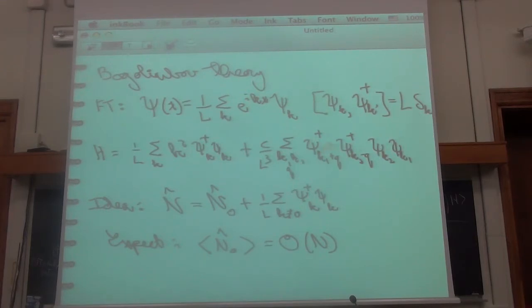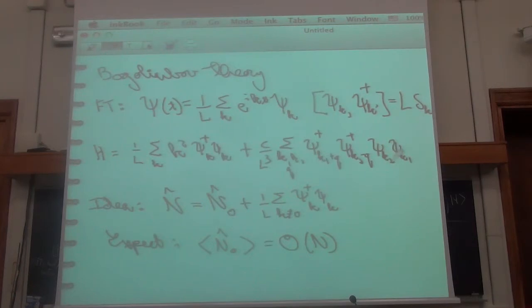So there are many combinations here. There are 6 possible combinations of terms. There's one combination where all these k's are 0, which gives you a term of order n0 squared. Then there are 6 combinations where 2 of these 4 operators have momentum index 0, which gives you a term of order n0. That corrects the dispersion relation. Just imagine, for example, that this momentum is 0 and this momentum is 0. Then you effectively replace this object by some n0, which shifts this thing here. So there's going to be a correction proportional to n0.